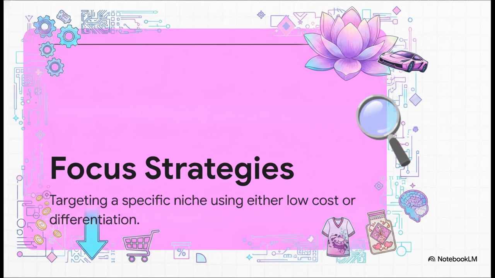But hey, what if you just want to ignore the broad market completely? That's where you drop down into the bottom quadrants with focus strategies. You're targeting a highly specific niche. And within that little niche, you either use a cost focus, literally being the cheapest option for that one specific group, or a differentiation focus, giving them a highly specialized premium product tailored exactly to them.